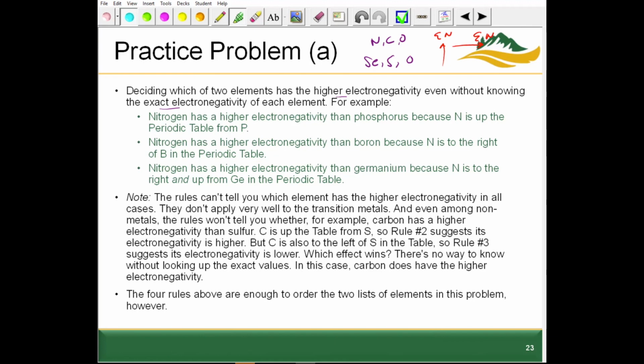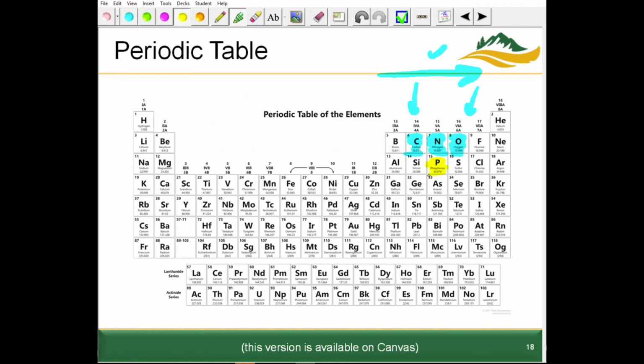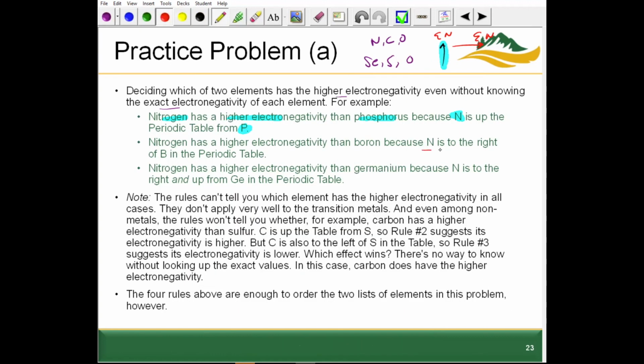For some other examples here, if nitrogen is higher up than phosphorus, then nitrogen will have a higher electronegativity value than phosphorus because nitrogen is above phosphorus on the periodic table. So here's nitrogen above phosphorus on the periodic table. And again, we know electronegativity increases going up a group. Then comparing nitrogen versus boron, nitrogen will again have the higher electronegativity than boron because it's towards the right. It's to the right of boron, and electronegativity increases going left to right.